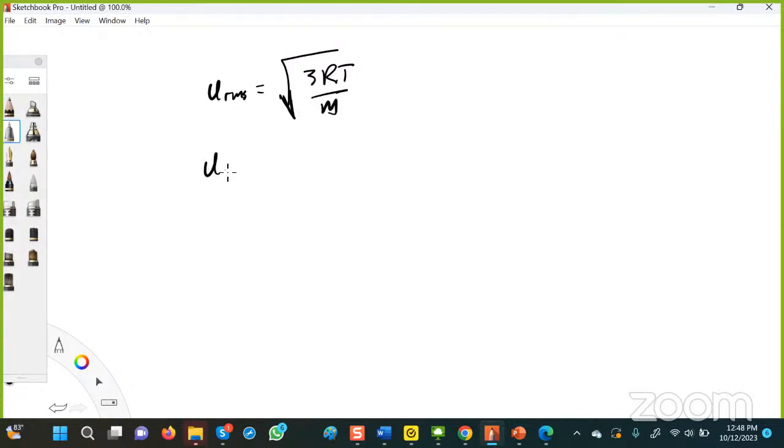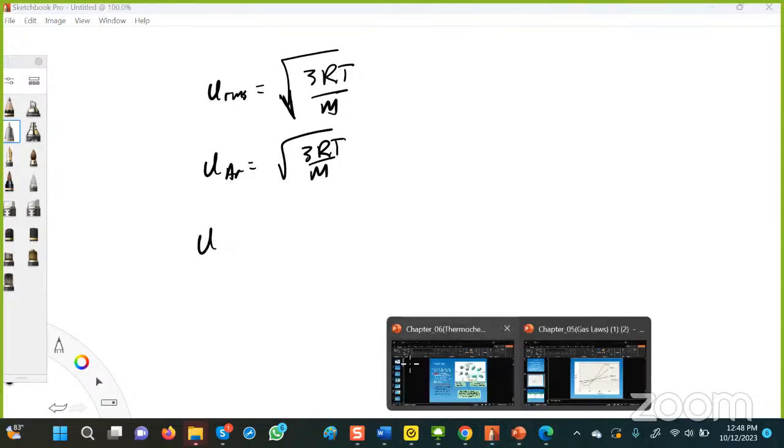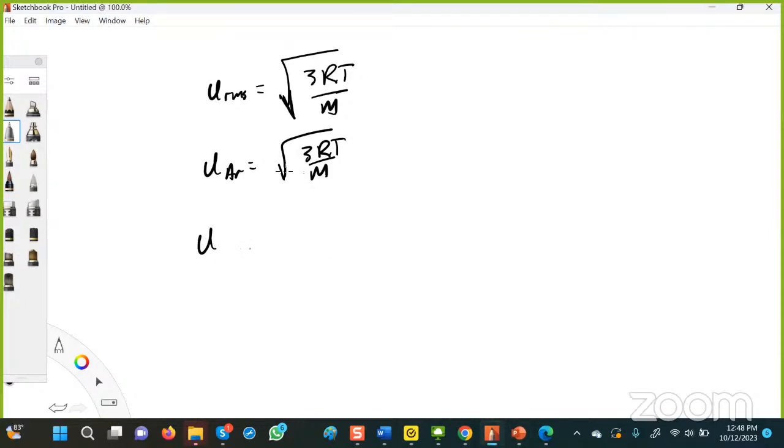So the root mean squared speed for argon will be given by the square root of 3RT over M. And the root mean squared speed for, what was the other gas? Nitrogen, is equal to, oh, by the way, this should be the molar mass of argon right here, and a similar equation where this is the molar mass of nitrogen, all right? So what the question is asking is, how do these two compare? How does this compare to this?